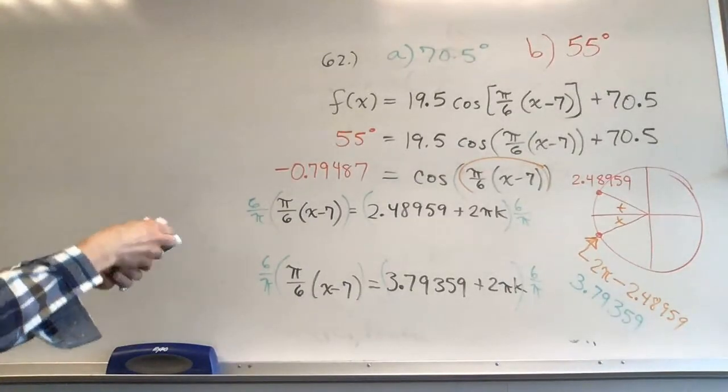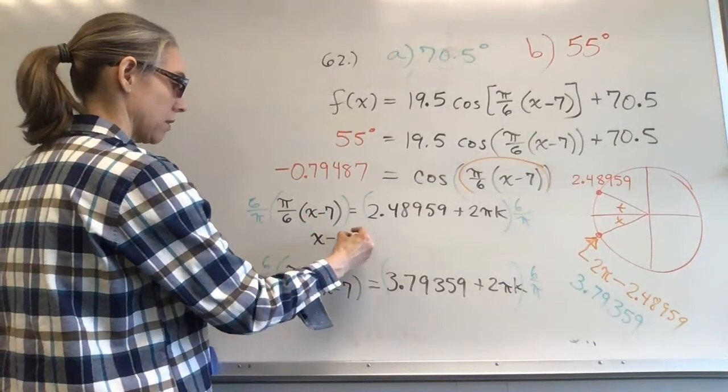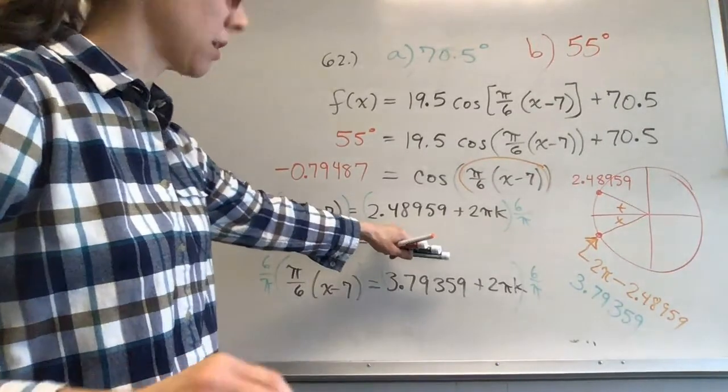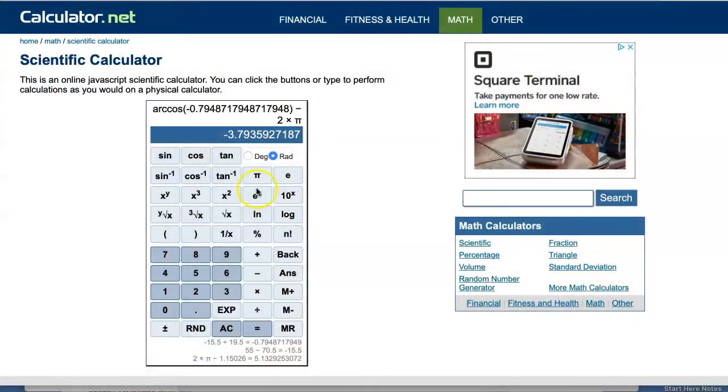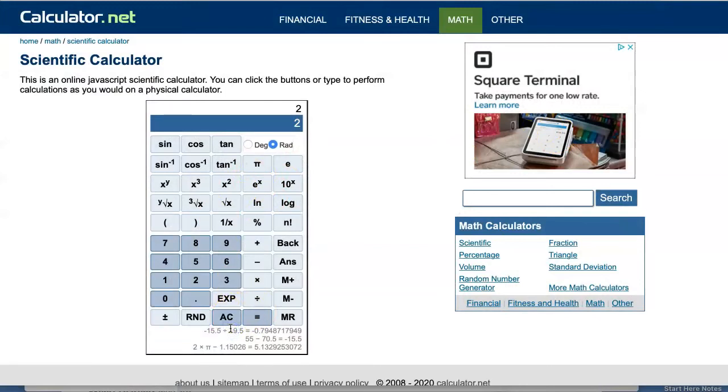Okay, so that is going to give us then that x minus 7 is equal to, goodness, let me take this number here back to the scientific calculator. I'm going to take 2.48959 and multiply that number by 6 divided by pi. And I end up with 4.7548 plus 12k.